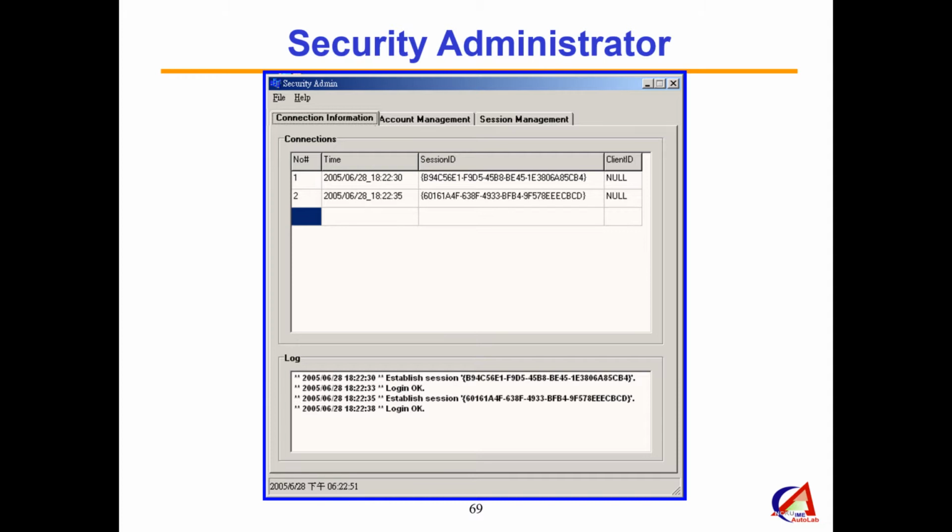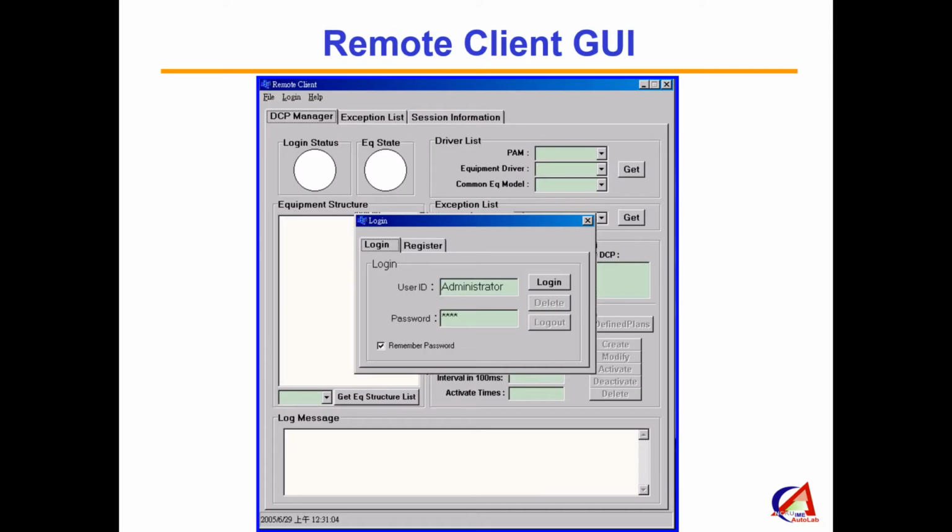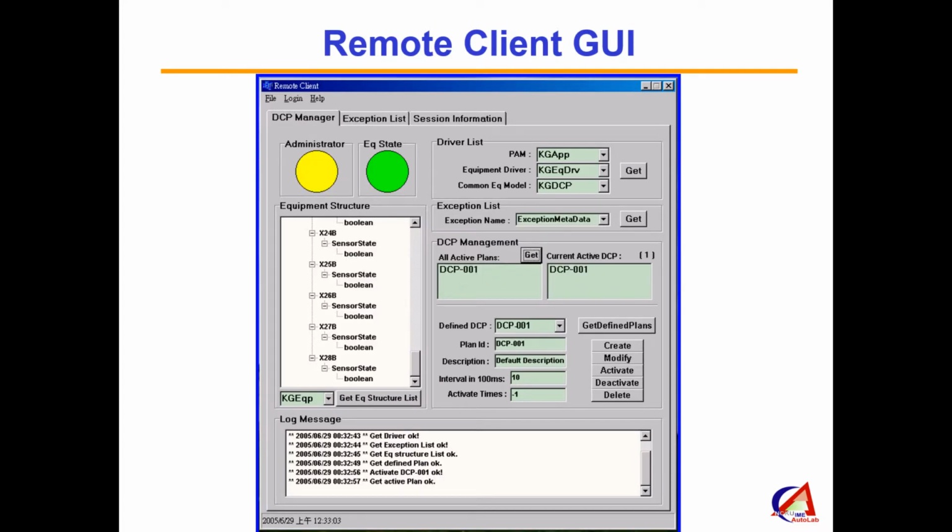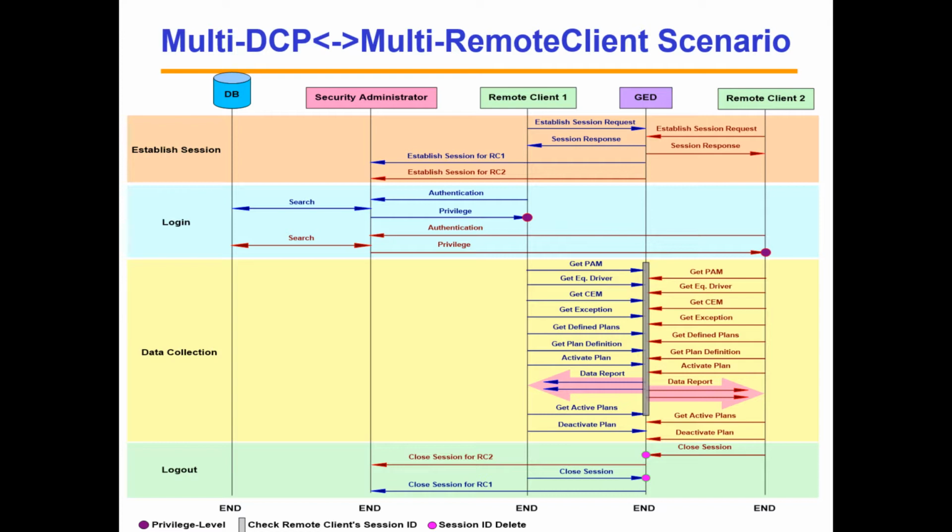So you see, we have already implemented this 10 years ago. And this will show you how to define a security administrator, a remote client, and how to define the security. This will give you the remote client GUI. And then this gives you the multi-DCP and multi-remote client scenario. So you see, we have remote client 1, remote client 2, and then this is a security administrator.